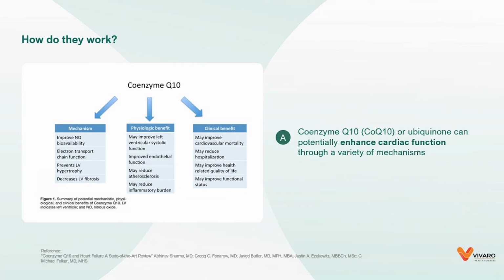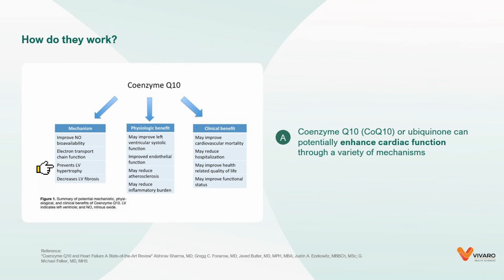So with this, how does this CoQ10 work? No? So you can see here a picture wherein there is a division of the mechanism, the physiologic benefit, and the clinical benefit. No? So basically, the mechanism of CoQ10 is that it can improve nitric oxide bioavailability. This will have to do with its antioxidant action. And there is, as I mentioned repeatedly, electron transport chain function.